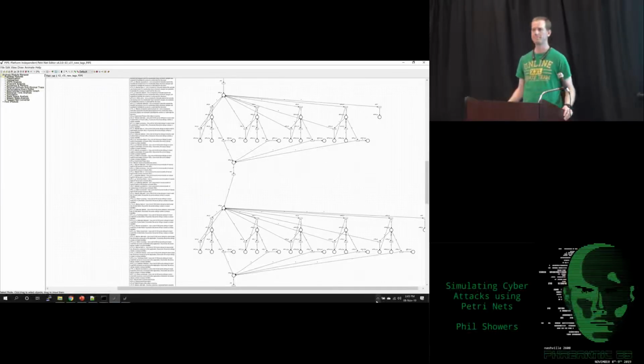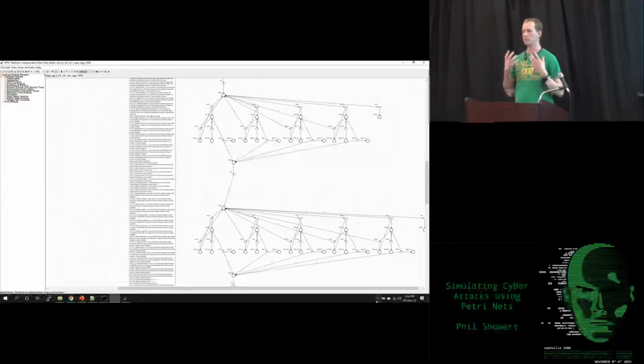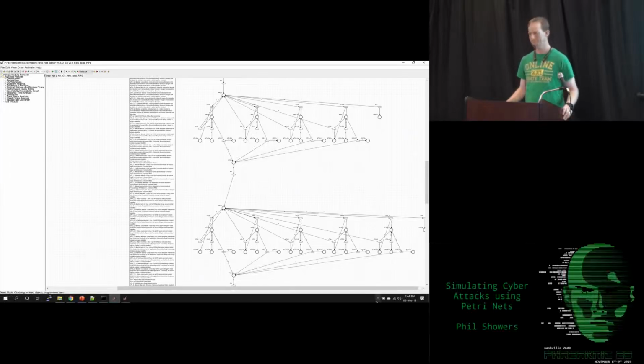Any other questions? Yeah. You said these are auto-generated? So one of our grad students successfully defended his dissertation on this. He built a tool that took the XML and generated Petri nets from the CAPEC attack descriptions, the XML files. So those are standard descriptions in the CAPEC database? Yes.